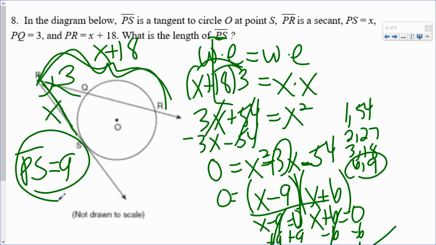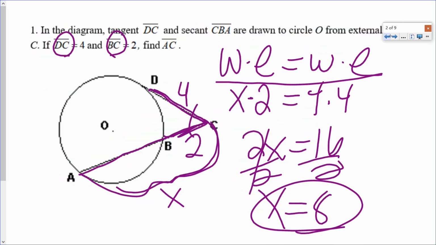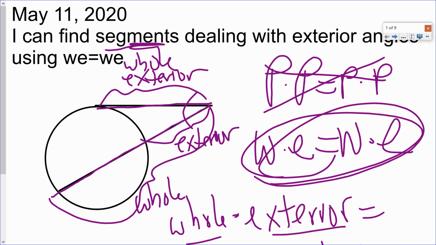So that's all I got for you. When you have exterior angles dealing with segments, I use whole times exterior equals whole times exterior. The 2 segments rules are PP and whole times exterior. So in the next lesson, we're going to talk about the PP rule.